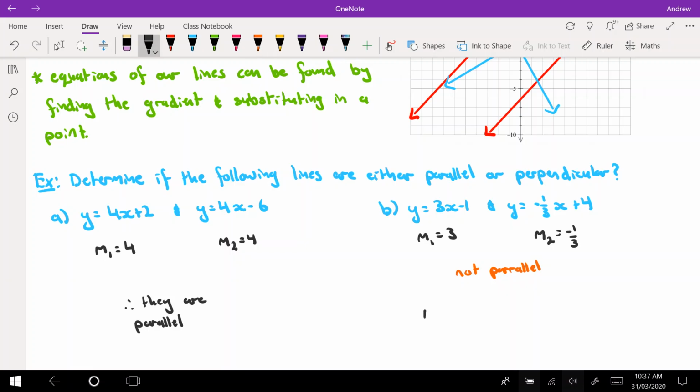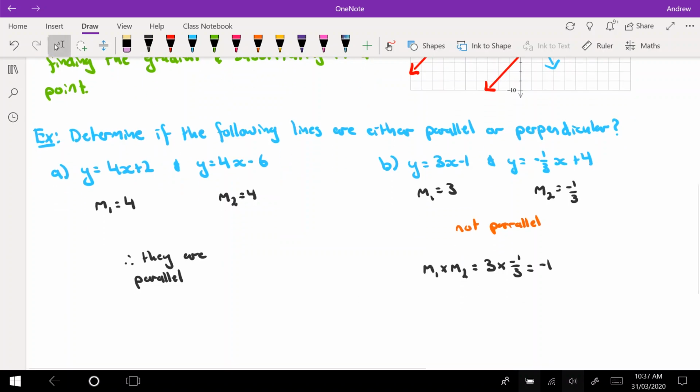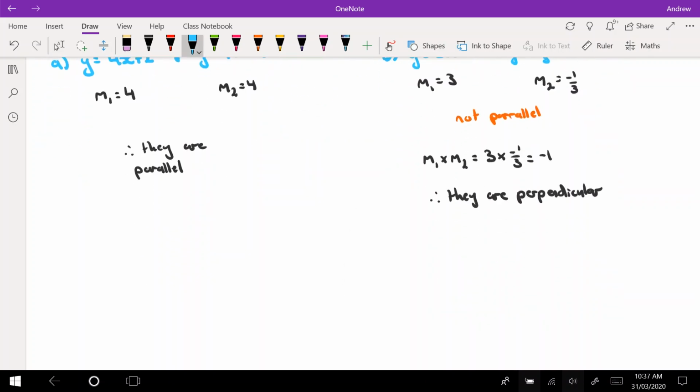So m1 times m2 is going to be 3 times -1/3, which equals -1. Well, since they multiply to give -1, they are perpendicular. Since the gradients multiply to give -1, they are perpendicular.